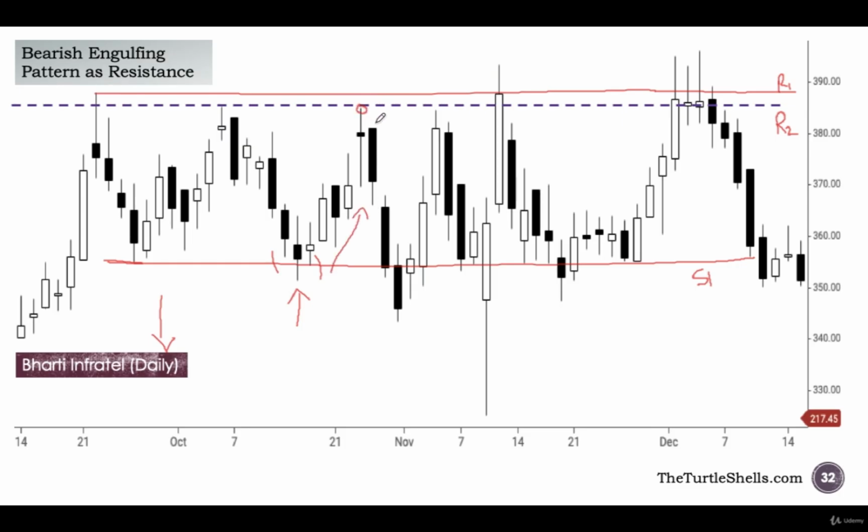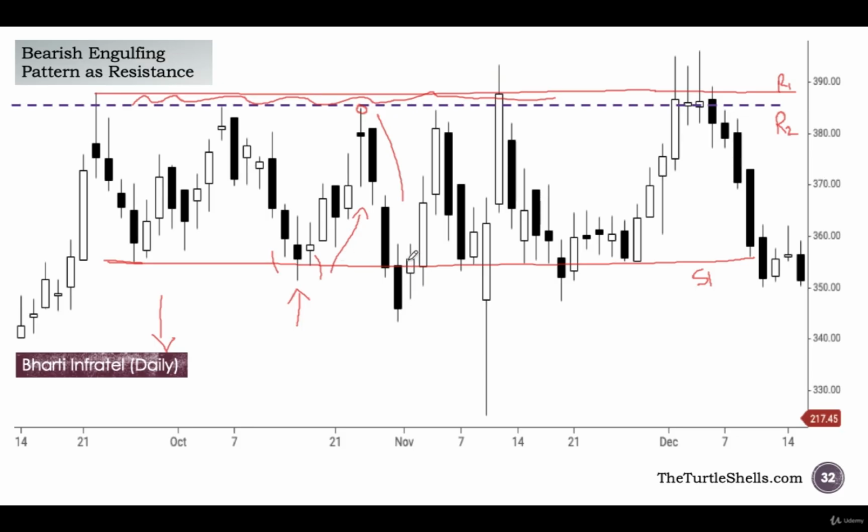It stalls exactly at the resistance zone created by these two candles. One is the bearish engulfing and the other is this shooting star. So it stalls exactly at that R1, R2 resistance zone. Then it starts to come down. Then the bears manage to push the price below that S1 and close it below S1. So the bears are happy.